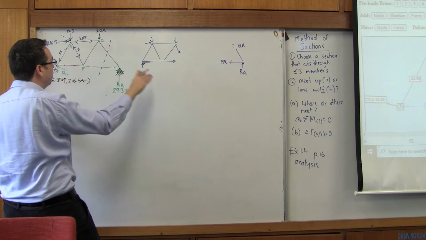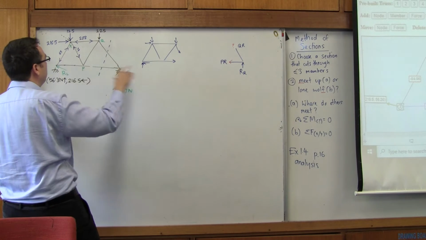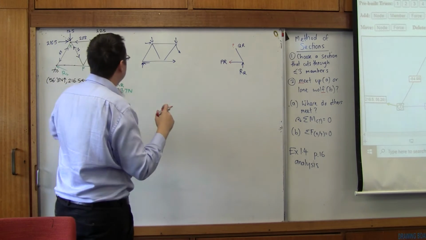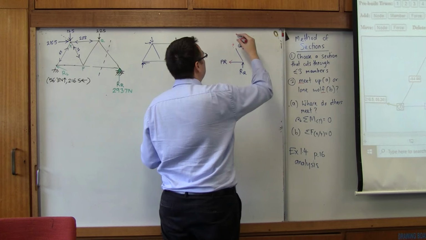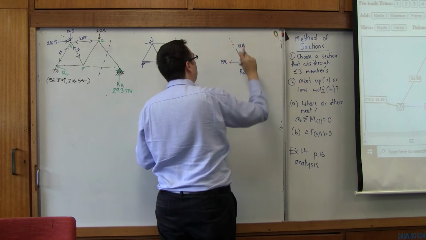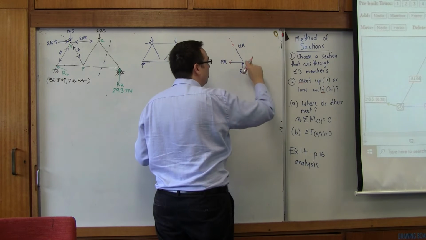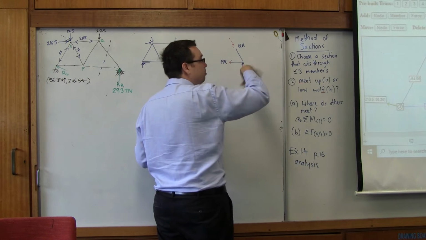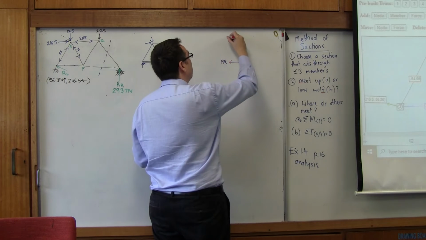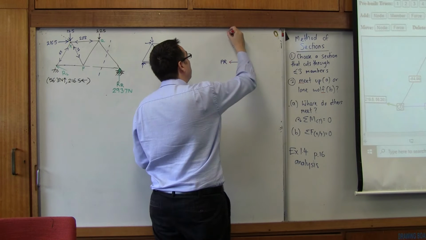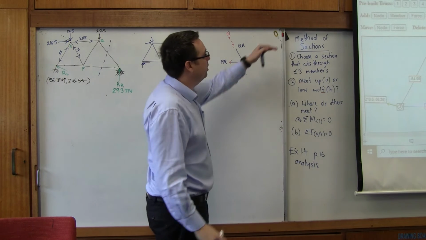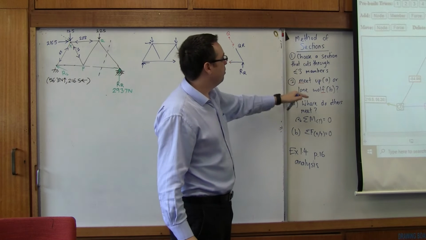P passes through lots of points. It passes through lots of locations where we can take moments about, but for QR, there's only two points. If we take it about R, that's no good, because we're going to multiply everything by 0. So really, our only choice, I've jumped a step. I've said we cut through the sections, we're going to use Meetup or Lone Wolf.